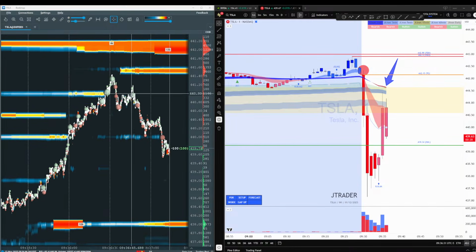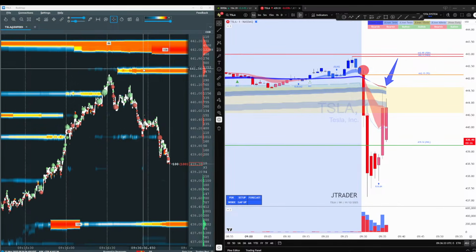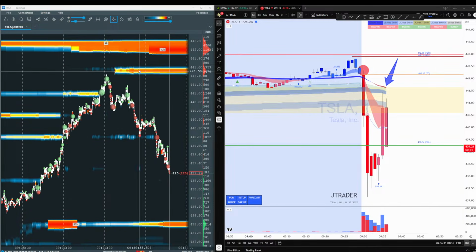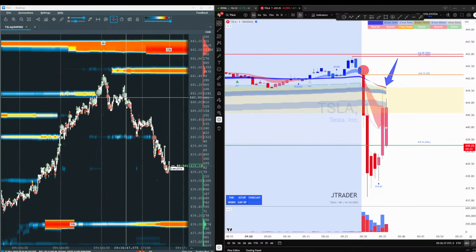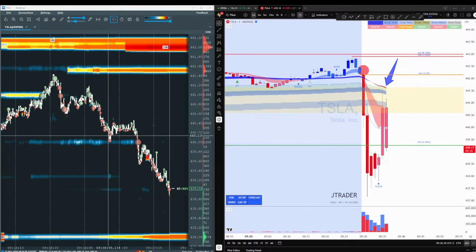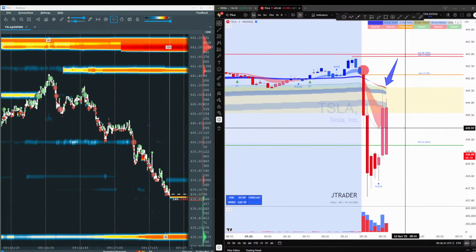And fail over here at 441. It was waiting a little bit higher, 441.60 to trigger. You can see that it came over here and then red dots joined again.